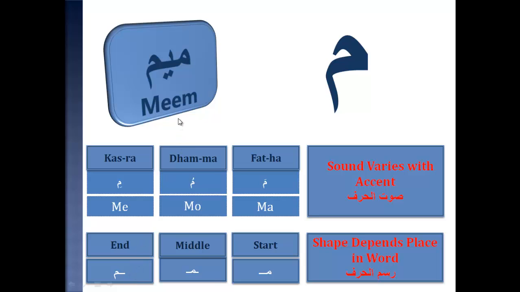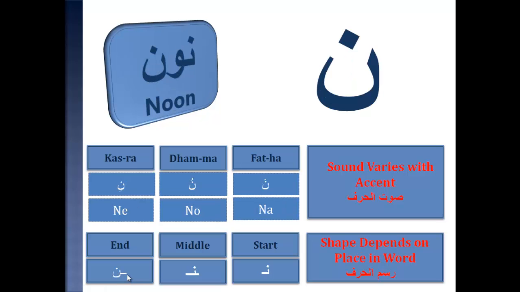The next letter is Mim, and the three basic sounds are Ma, Mu, and Mi. In the beginning and the middle, only the top part is written, and at the end of the word, the letter takes its original shape.